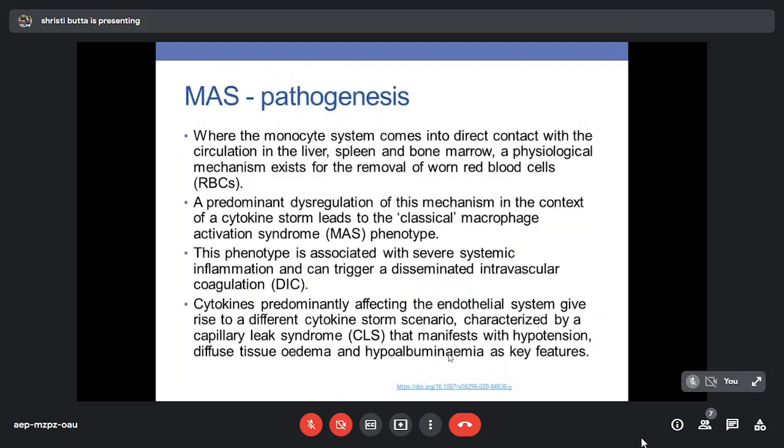Now, coming to the pathogenesis, where the monocyte system comes into direct contact with the circulation in the liver, spleen, and bone marrow, a physiological mechanism exists for the removal of worn out red blood cells. A predominant dysregulation of this system is what results in the classical cytokine storm, and that subsequently results in DIC. How does that happen? Let's see.